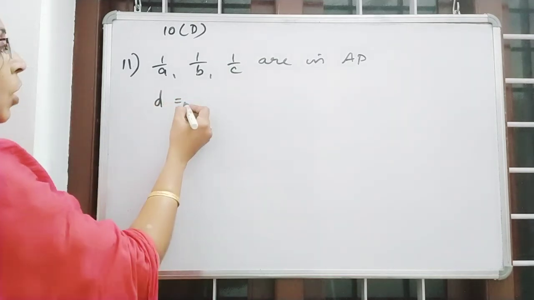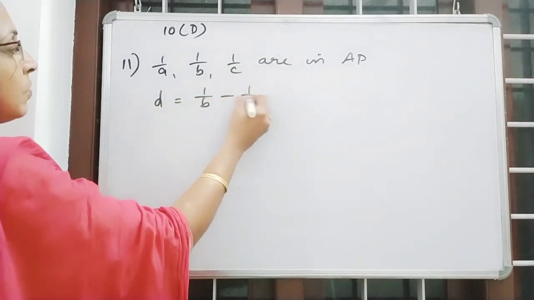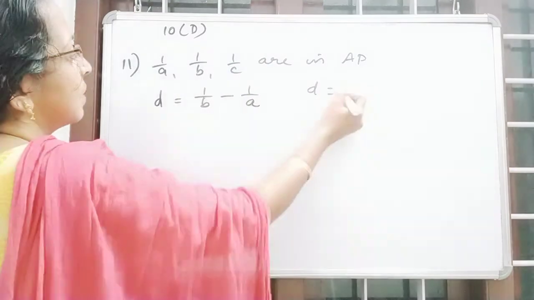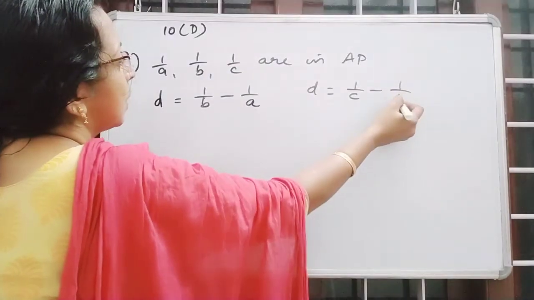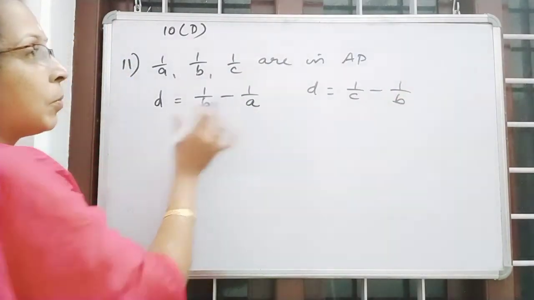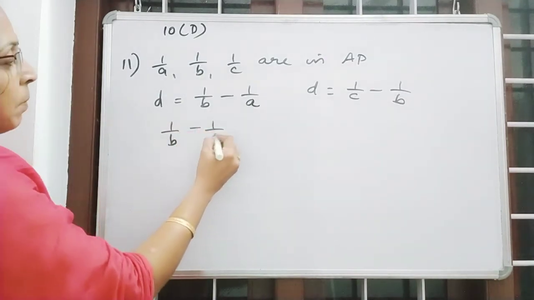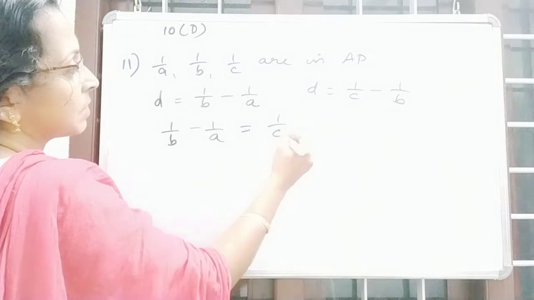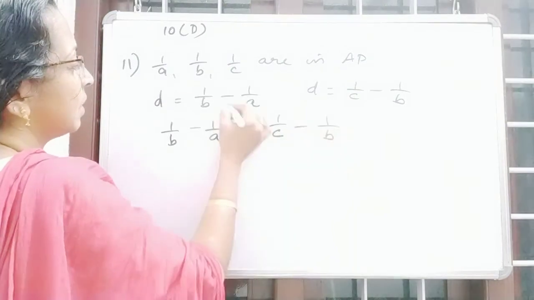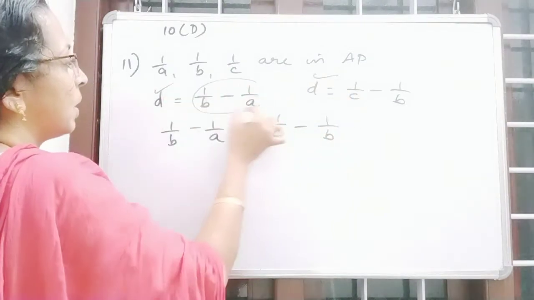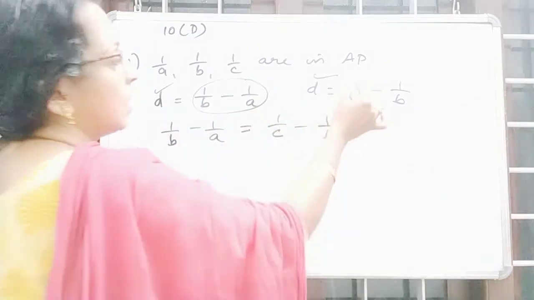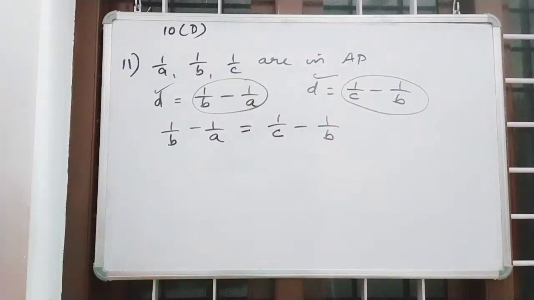So how can we write the common difference? 1 by B minus 1 by A. Similarly, common difference is 1 by C minus 1 by B. So we can equate this. Both common differences are same, means we can directly write 1 by B minus 1 by A will be equal to 1 by C minus 1 by B. That is D is equal to D.